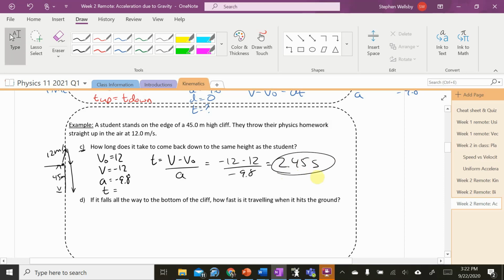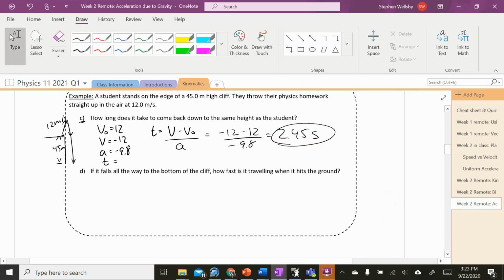Now, if it falls all the way to the bottom of the cliff, how fast is it traveling when it hits the ground? Let's again take the same approach. Let's see what we know. We know our v naught is equal to 12. Our final speed, this is what we're trying to find out. Our acceleration is going to be negative 9.8. We don't know the time, and do we know the distance? Well, yes, we do know the displacement.